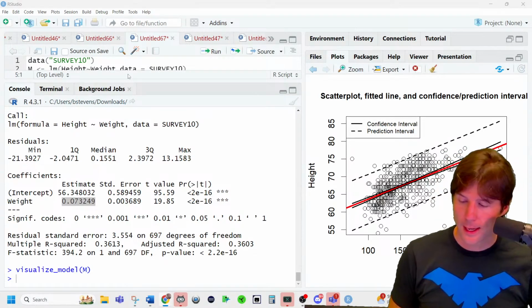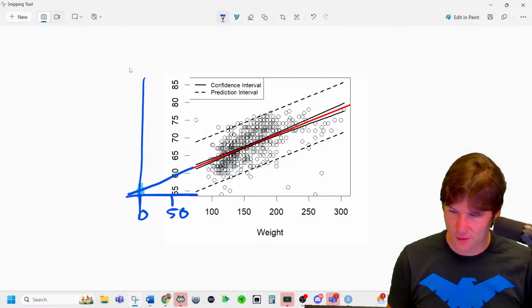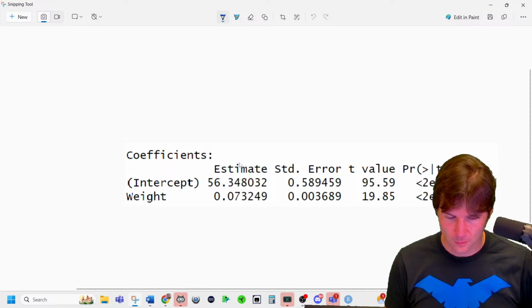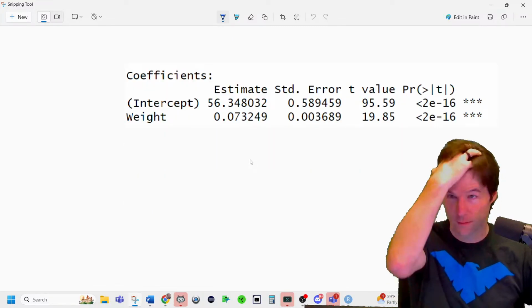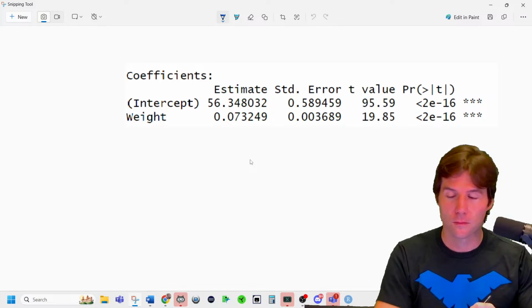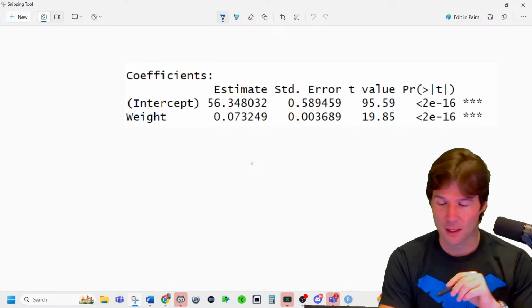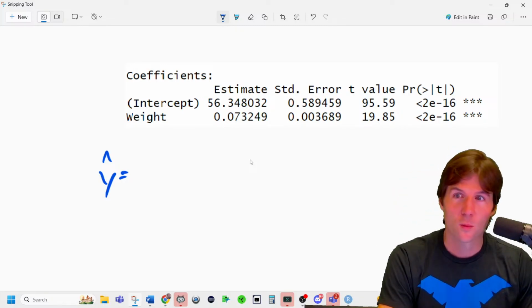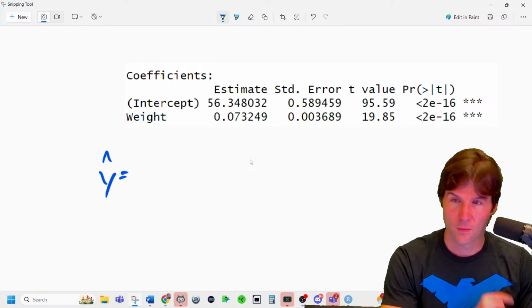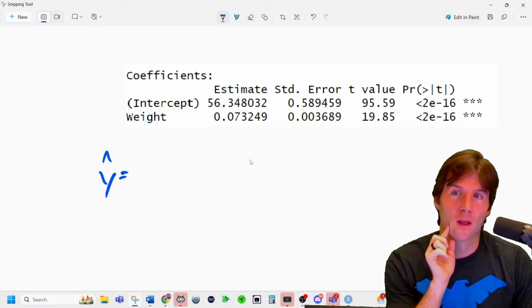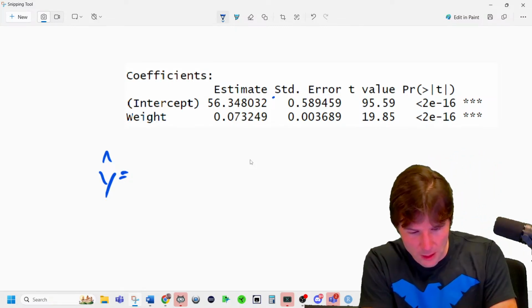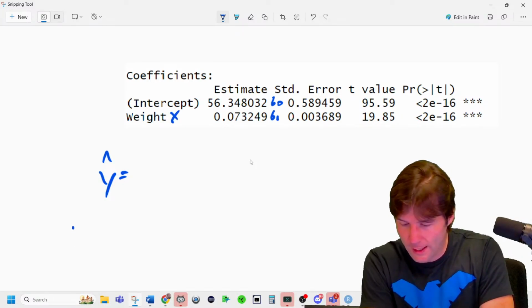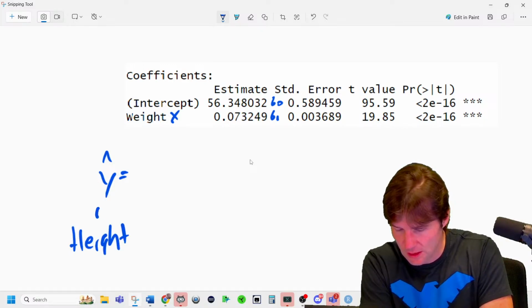Okay. How in the world would we write an equation from this? What is the equation of regression? How do we write the equation? I'll give you a hint. Pretty much, X is the weight. So what is the regression equation right here? Can you write it out? Remember, this is B0, this is B1, this is the name of the X variable. Y hat is predicted height.